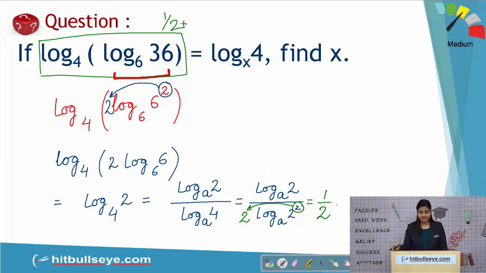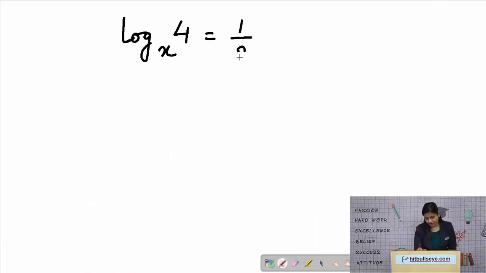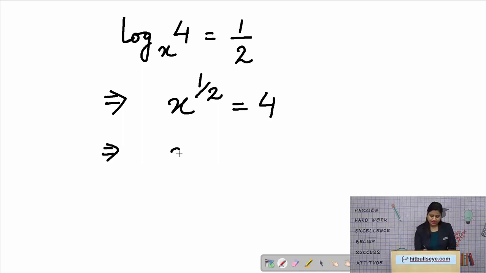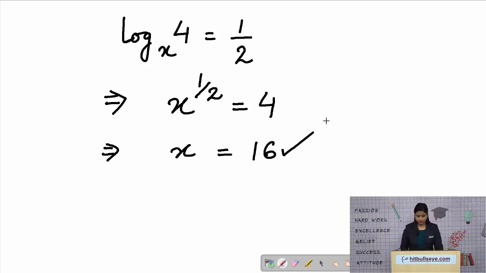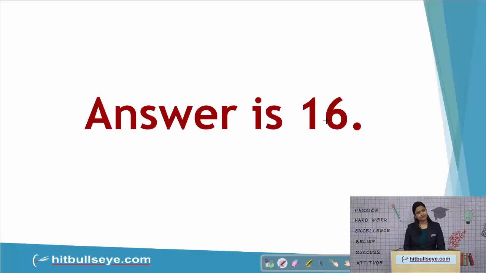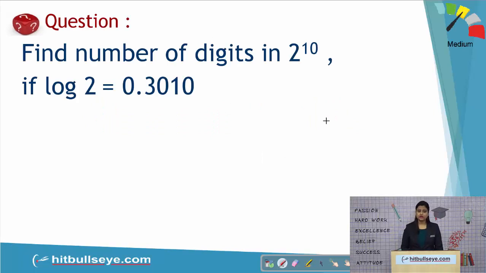And now this is equal to log 4 with base x. So it becomes log 4 with base x equal to half. You can further apply formulas, or you can apply the definition of logarithm. If we apply definition, it will be nothing but x raised to power half is equal to 4. If x raised to power half is equal to 4, x will be nothing but 16. So what will be the answer in this case? It will be 16.